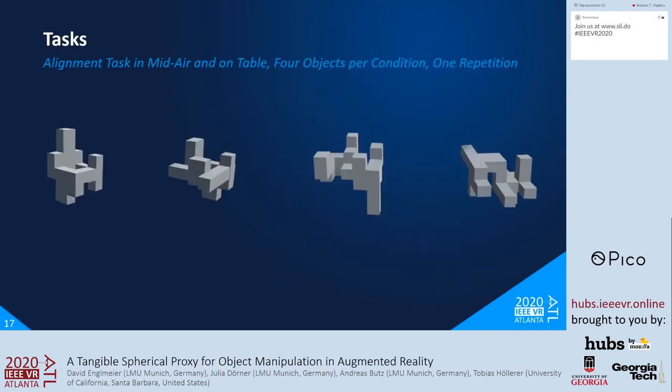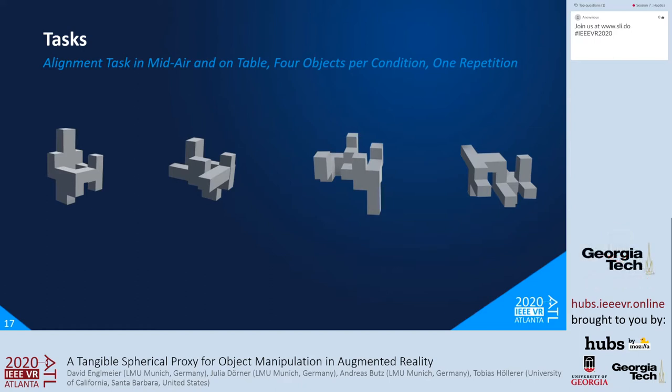Tasks were completed once in mid-air and once on a table. For each task, users had to align four objects, that we can see here, with their respective targets. The objects were modeled in a way that you would not at first sight see how they would fit the target, so they would need to be inspected after being picked up.